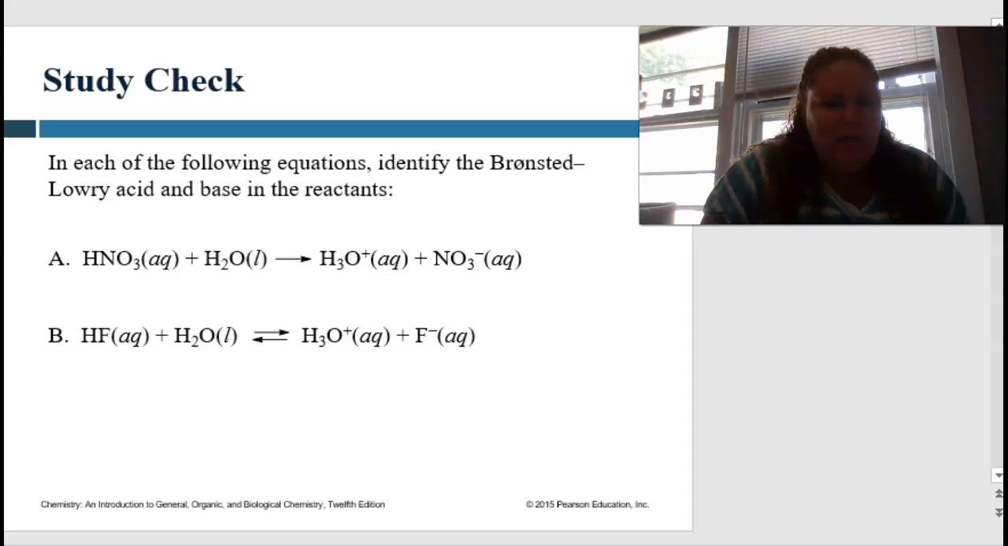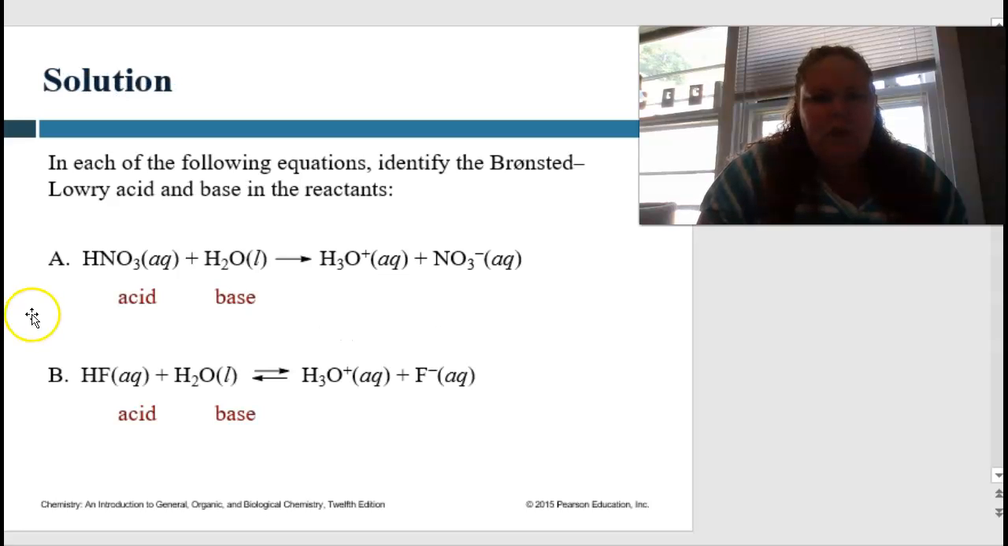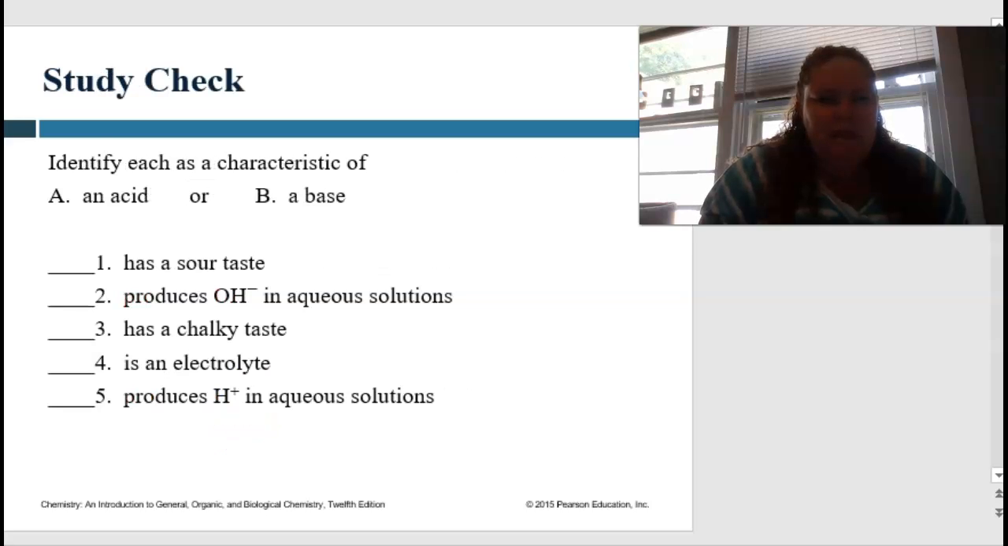So for our study check here, in each of the following equations, let's identify the Bronsted-Lowry acid and base in these reactions. So pause me and come back. HNO3 is going to be your acid, and H2O is going to be your base because of how we donate and accept. Okay, and then for this one, HF is your acid, and H2O, or water, is going to be your base. So it's pretty straightforward.